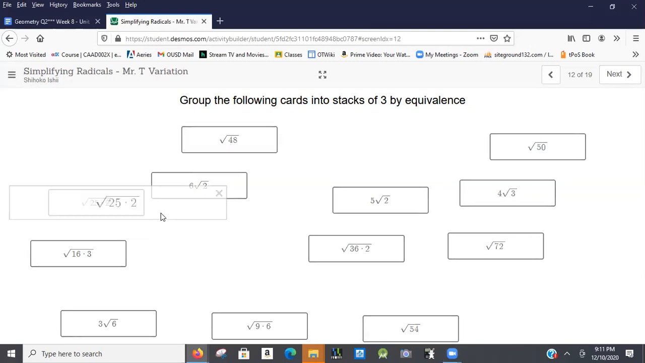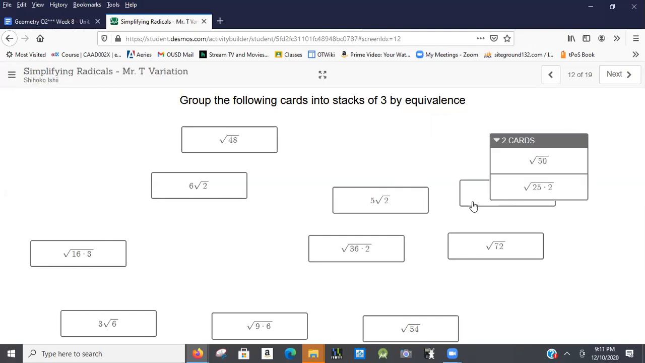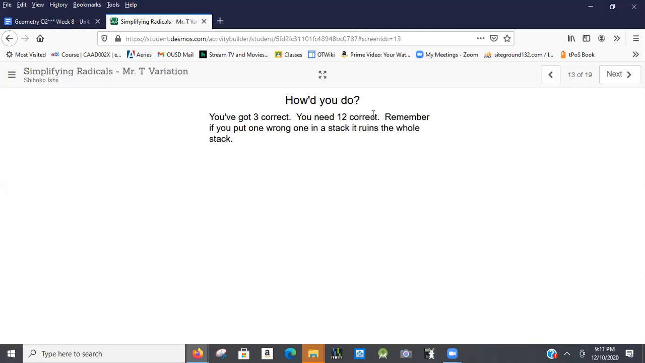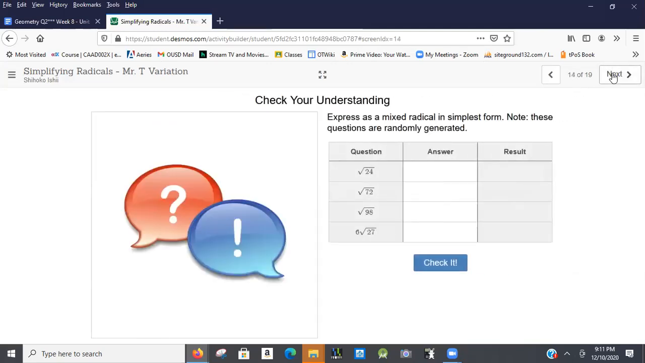So once again, there's my square root of 25. That's going to go with my square root of 50. And then I should have a 5 root 2, which I have right there. What's nice is if I go to the next page, it will say to me, hey, I got 3. I need to get all 12 right, so I can go back and do it. And then I'm also going to encourage you to go out and look at this page.